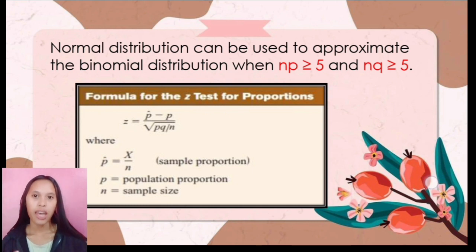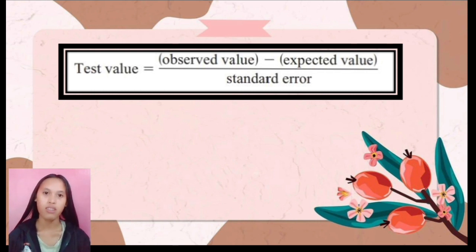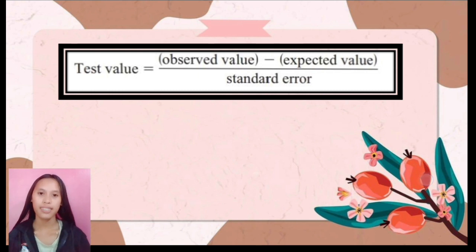So from the formula for the z-test for proportion, as you can see in the picture above, z is equal to the sample proportion minus the population proportion over the square root of the population proportion times q over the sample size. The formula is derived from the normal approximation to the binomial and follows the general formula: test value is equal to the observed value minus the expected value over the standard error.